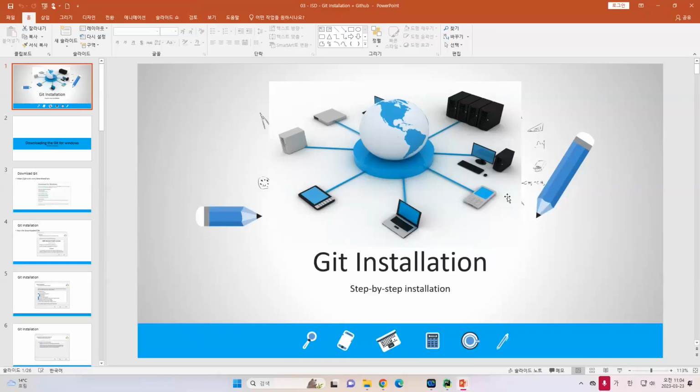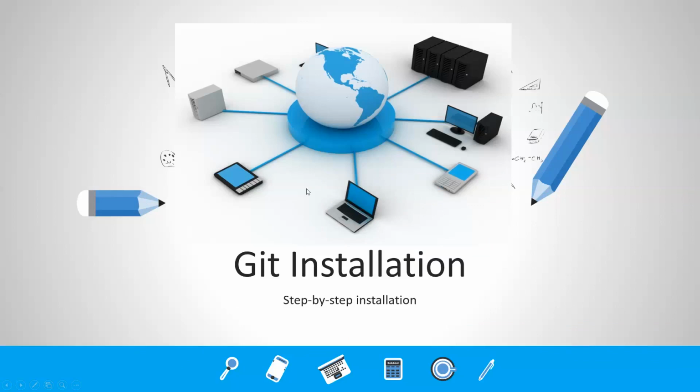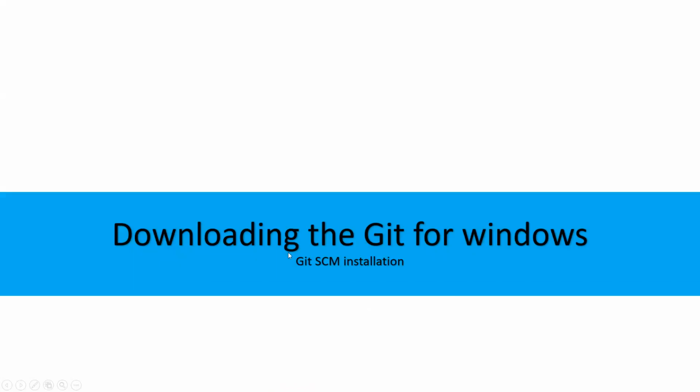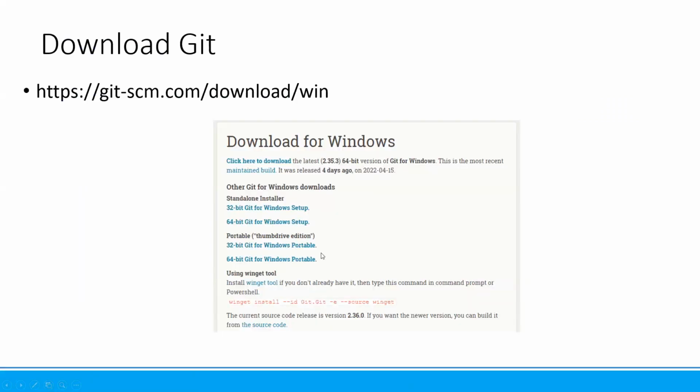For the first, the Git installation, actually there are some ways to install Git. We need to download Git for Windows. There is one software, we call it Git SCM. You can download this software and then you can install it on your computer.